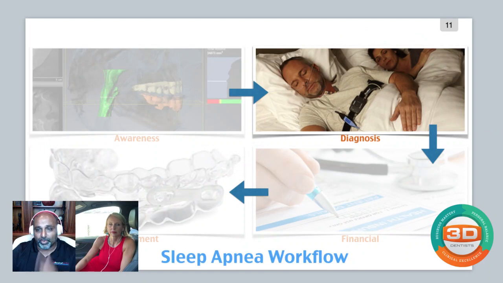So step one is creating awareness. And what I'd like to do now is move into step two, Erin, and that's talking about the diagnosis portion of our workflow.